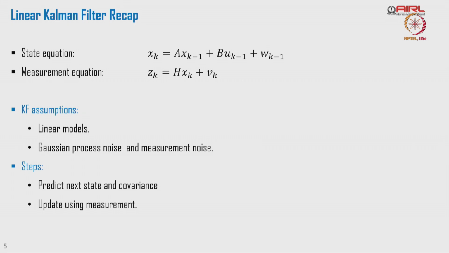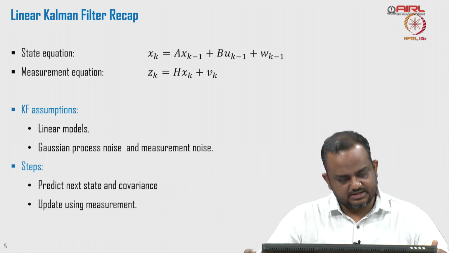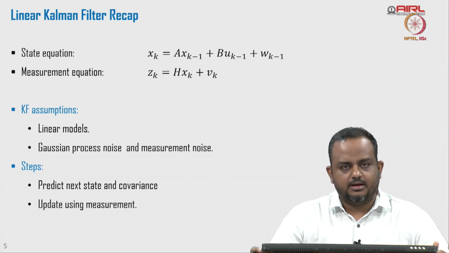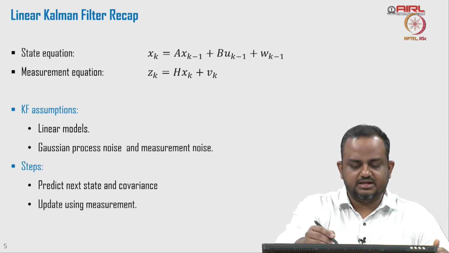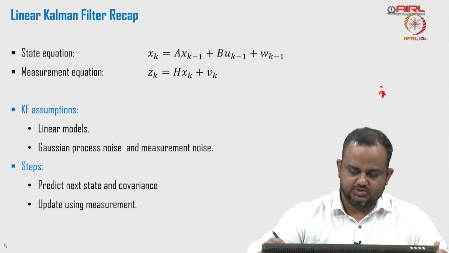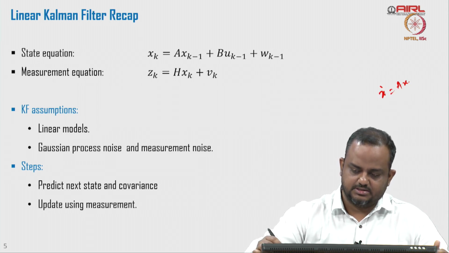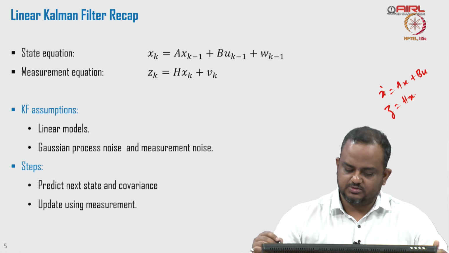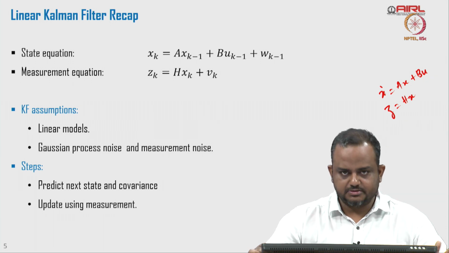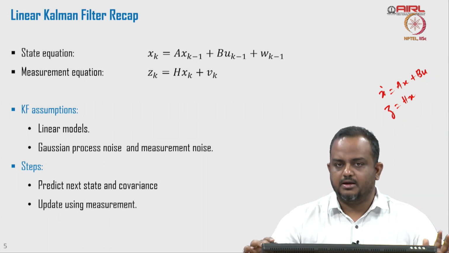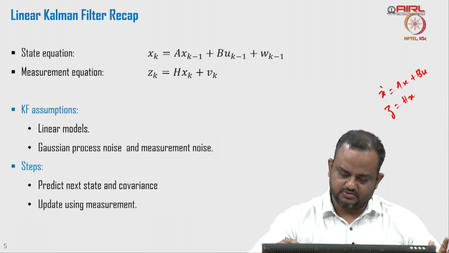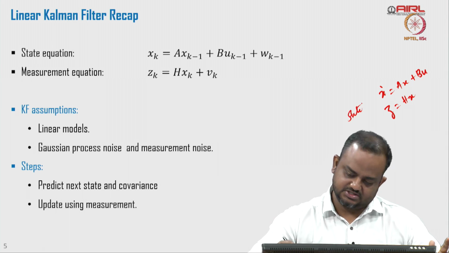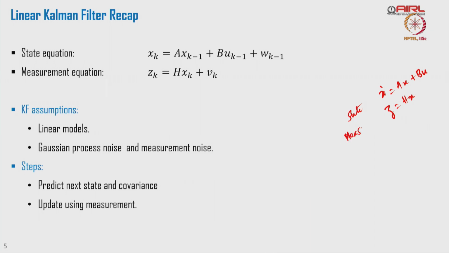Okay. Now, we will go through a quick recap of the linear Kalman filter. In Kalman filter we were taking the linear model, which was in the form of x dot equal to Ax plus Bu and z equal to Hx. This is the state equation for a linear system. The first equation is the state equation, where the second one gives the measurement.